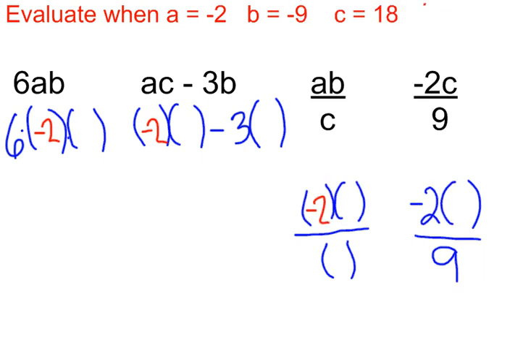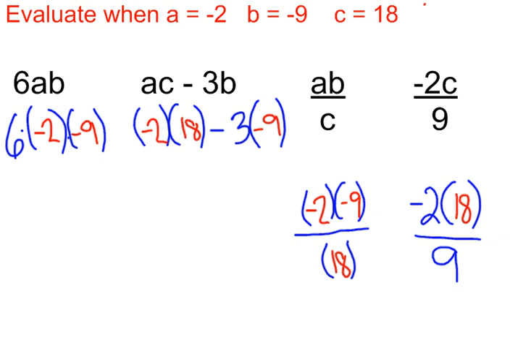Every time I see the letter B, I'm going to be plugging in -9. So here's a -9. This is a -9. And this is a -9. And every time I see the letter C, I'm plugging in the number 18. So that's an 18. That's an 18. And that's an 18.